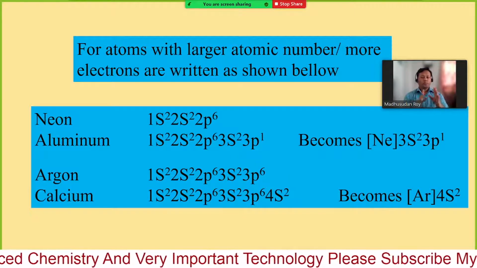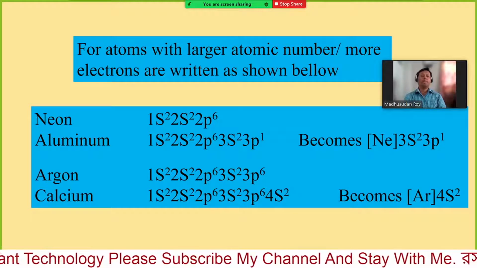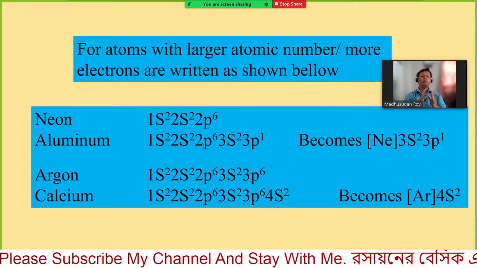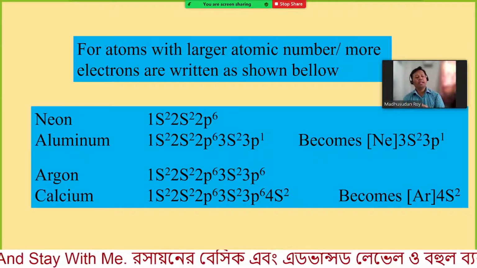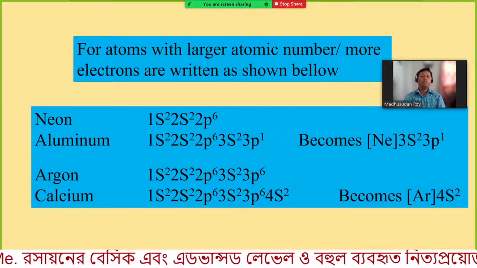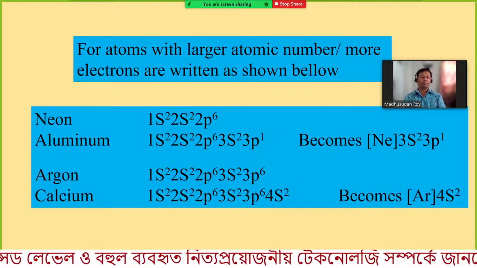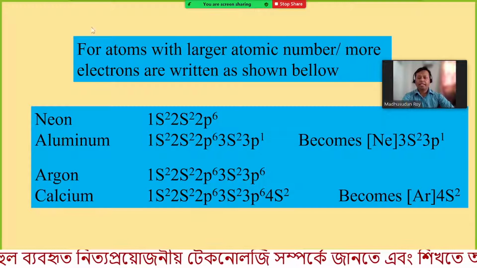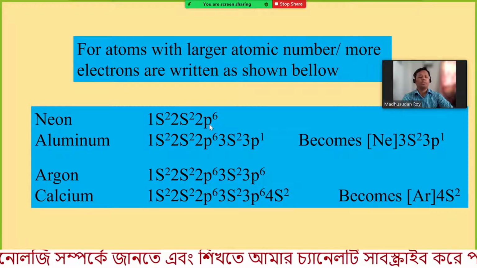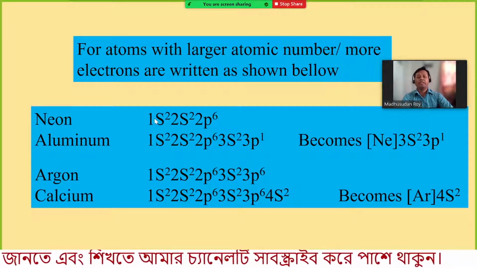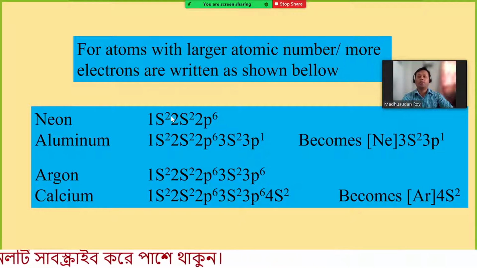So then what you will do, if you have the atomic number very large or a lot of electrons, then you need to consider a standard or base. What is the base? The nearby inert gas configuration, because for any electronic configuration, the inert gas configuration is very stable. So let us consider, we know the electronic configuration of neon is 1s2, 2s2, 2p6. It has 10 electrons, so we can consider 1s2, 2s2, 2p6. This is the electronic configuration of neon.